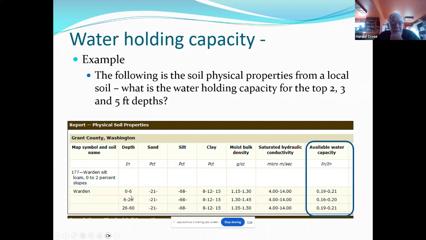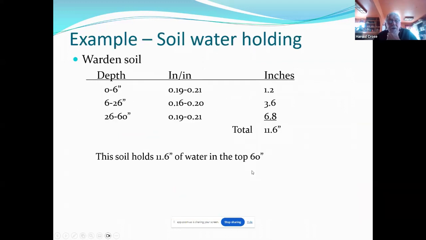So depth 0 to 6 inches, sand 6%, 21%. You can see versus that other soil I showed you, 60%, 68% of this soil is silt loam, which holds a lot of water. 8 to 12 to 15% is clay, which is very small. So available water capacity is shown here, and we'll go to the next part.